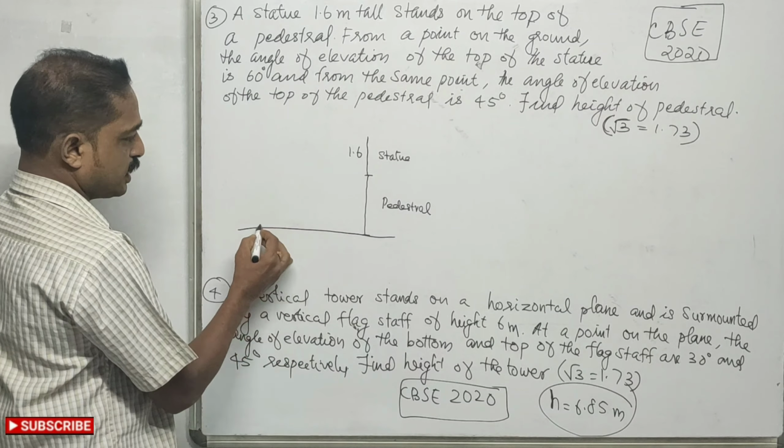From the triangle ABC, what is tan 45? You will have to take the trigonometric ratio connecting the opposite side and adjacent side, which is tan. Tan 45 is equal to opposite side by adjacent side, that is h by x. Tan 45 is 1. So 1 is equal to h by x. That implies x is equal to h. We are calculating the value of x.